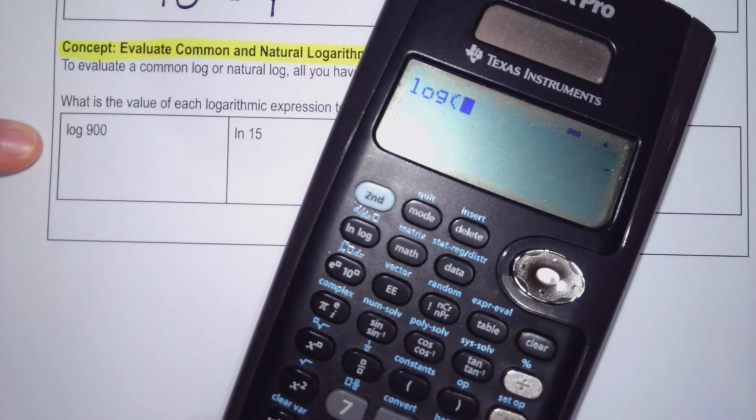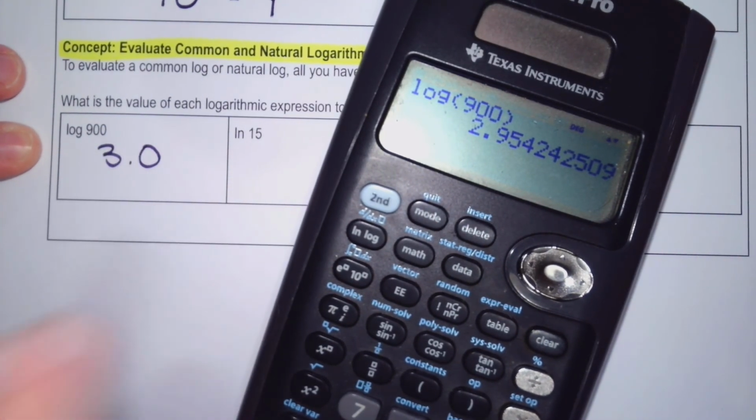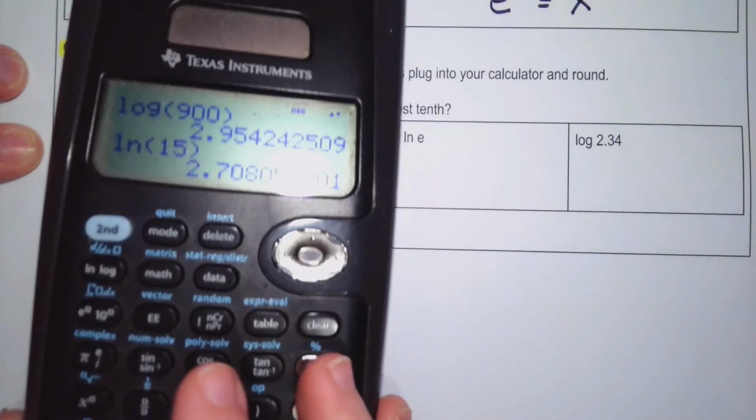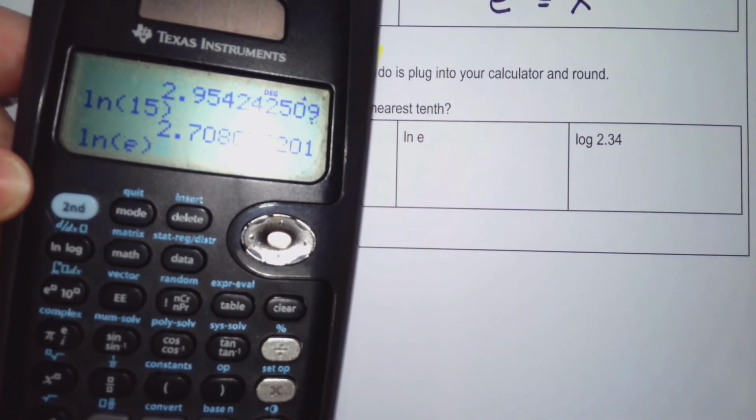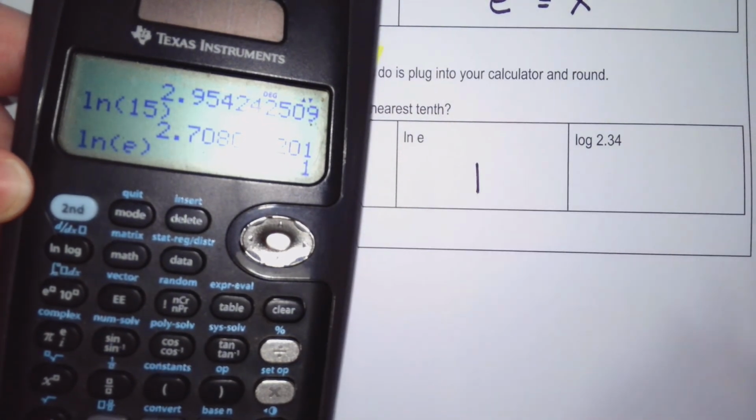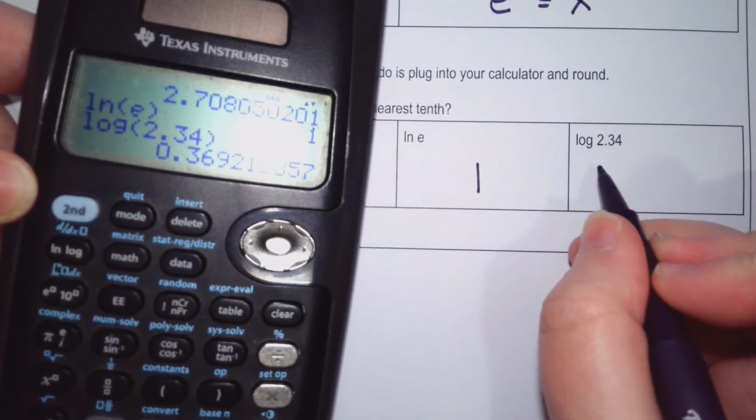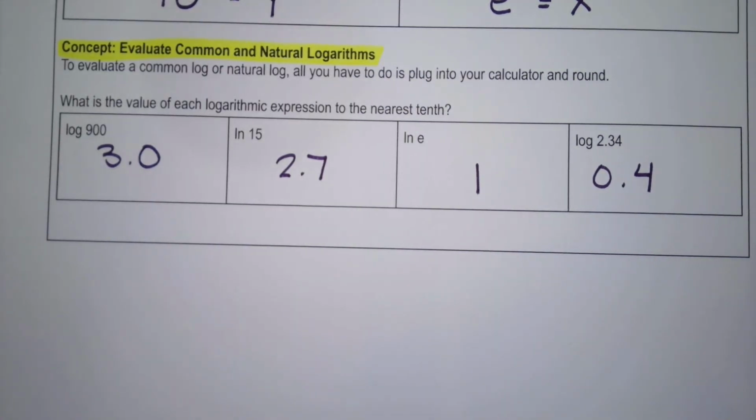So our first one is log of 900. So 2.95, so this is going to be 3.0. All right, natural log of 15. 2.7. And so on. This next one, natural log of e. Oh, just 1. And then we have log of 2.34, 0.4. So, nice, quick, easy calculator ones. And there we go. Our intro to logarithms is now done.